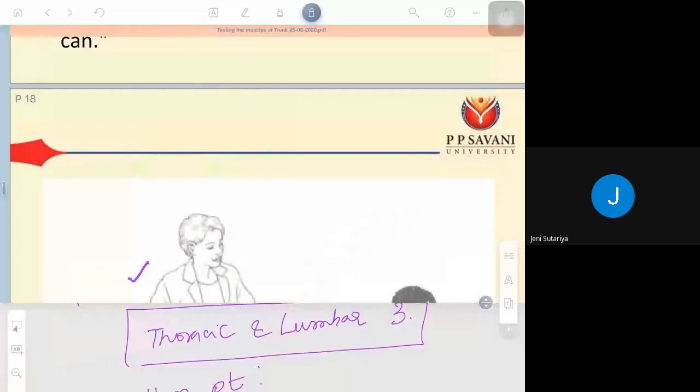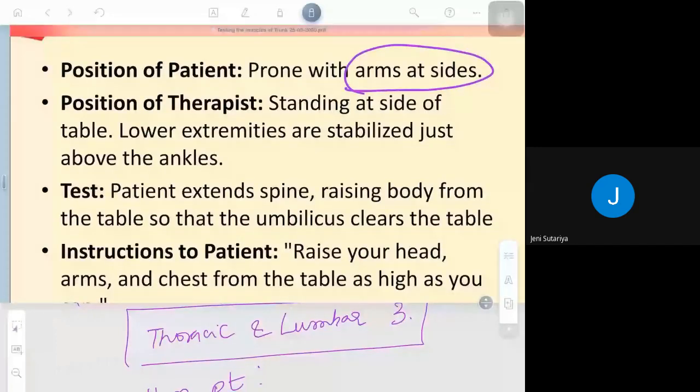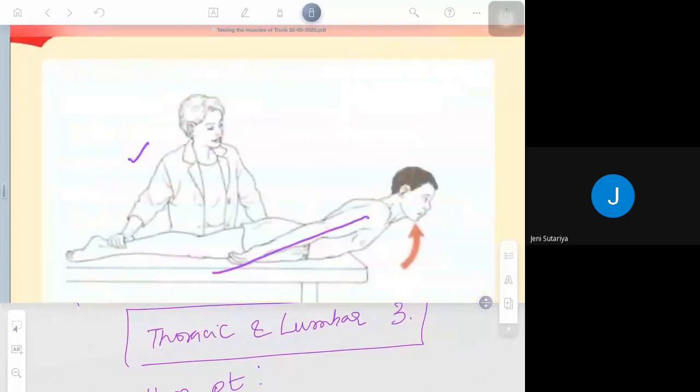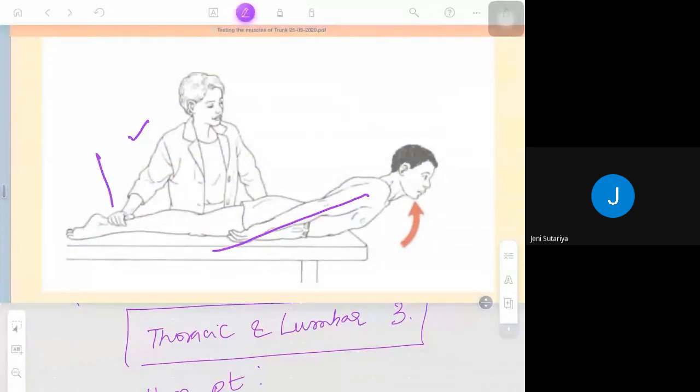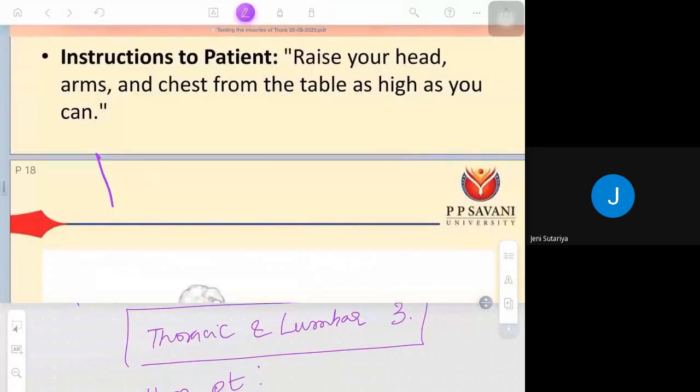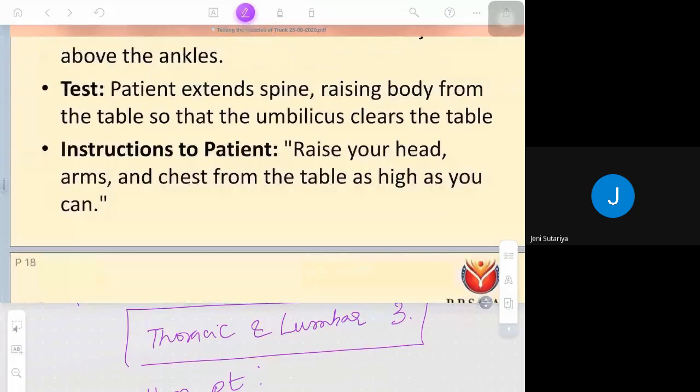Patient position is prone with arms at side. What is the position of therapist? Standing at the side of the table and lower extremities are stabilized just above the ankle. That is okay. And what is the test? Patient extends the spine, raising body from the table so that umbilicus clears the table. Clear? And this is the instruction you have to give. Clear? Raise your head, chest from the table as high as you can.